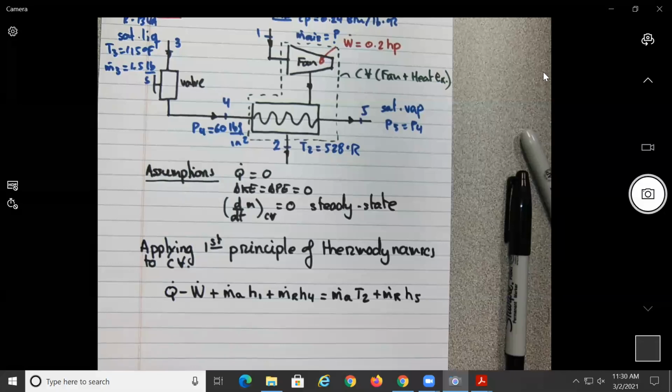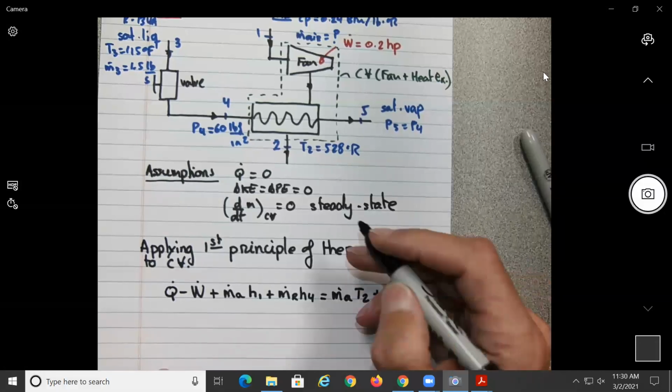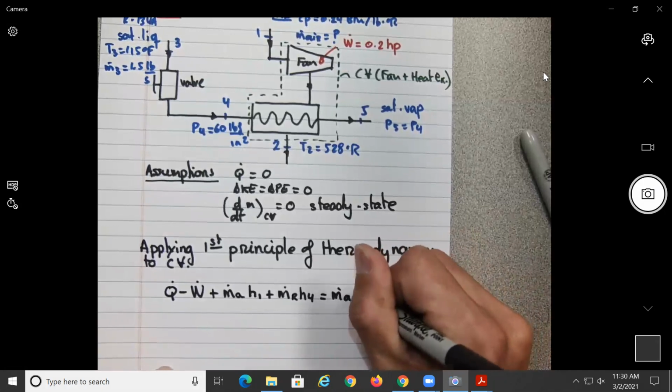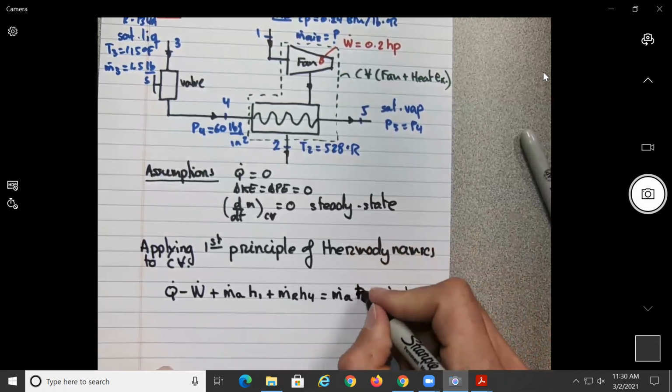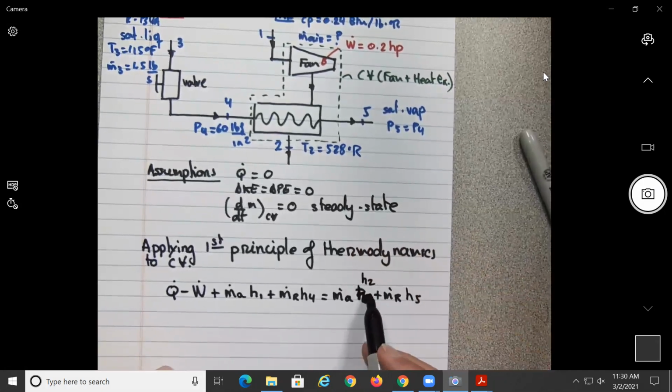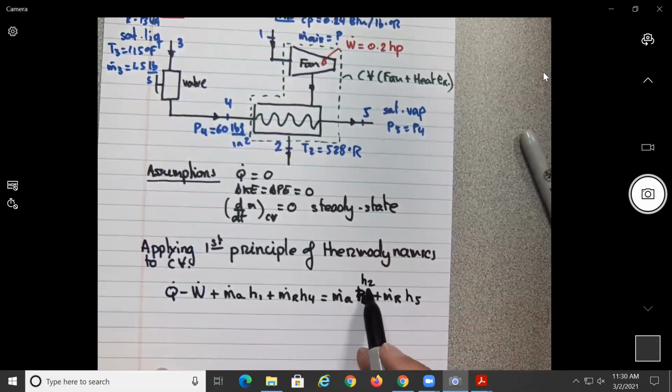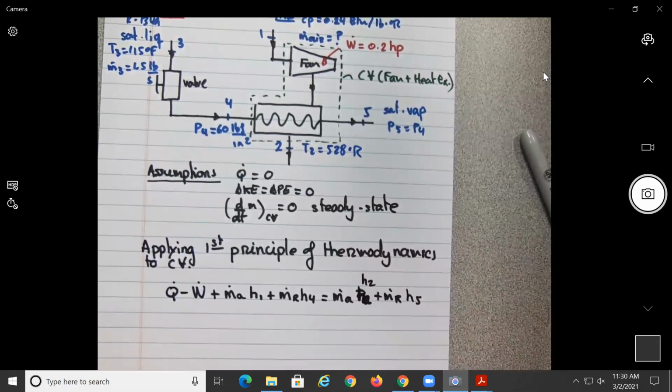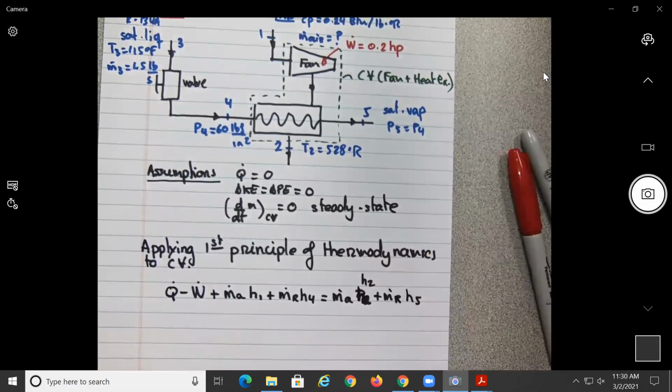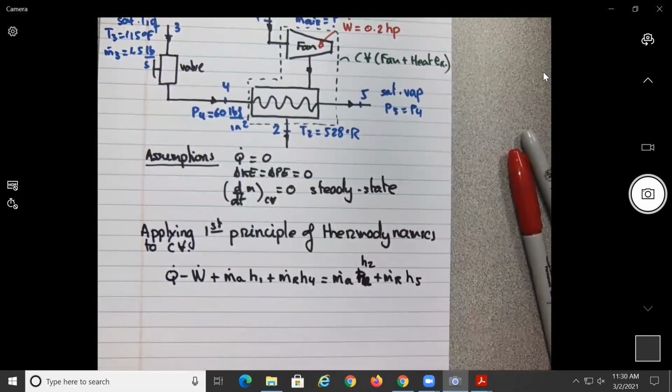I'll tell you why, but I was thinking ahead. It should be H2, you're completely correct. Later on, this is an ideal substance, so this is going to become Cp T2. But yes, you're right, it should be H2 over here. So basically, what is one of the assumptions?